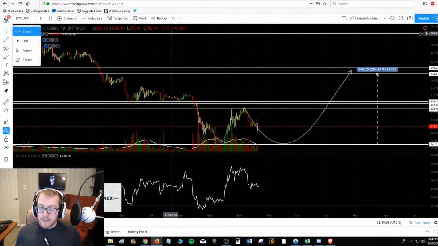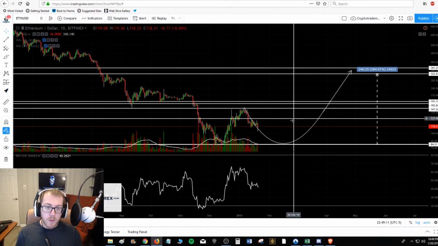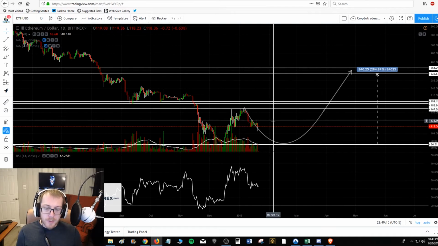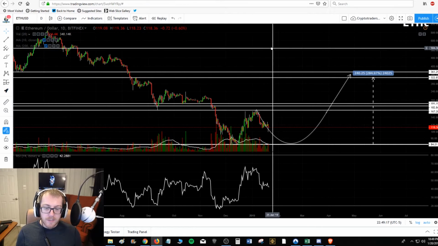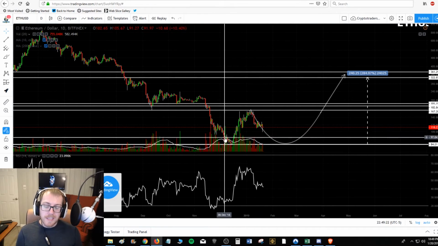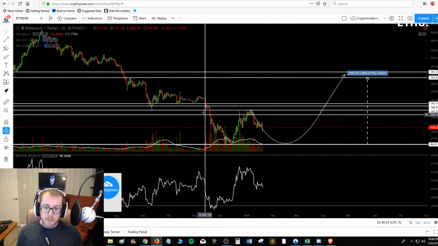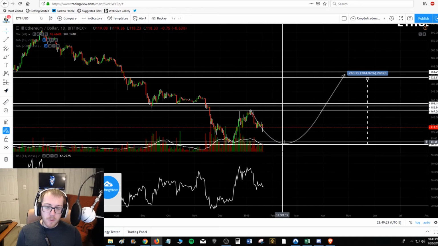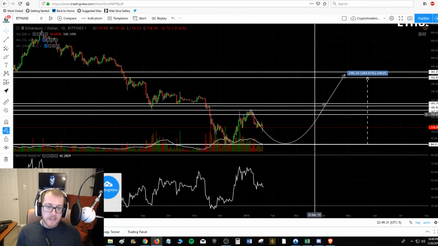Now, the chart that I have drawn up here on Ethereum, I drew this up a while ago and posted it on Twitter as my 2019 prediction. This would take several months to play out if it was going to happen, but this is what is called an Adam and Eve double bottom, where we see a sharp V-shaped bounce, it hits a resistance level, and then makes a more rounded double bottom and takes off.